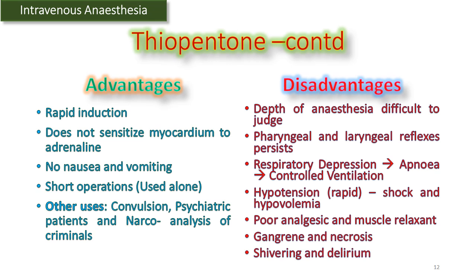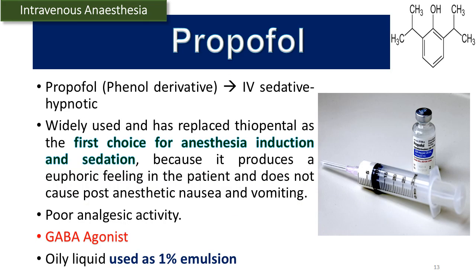It is poor analgesic in action and also there is poor muscle relaxant action. There is chances of gangrene and necrosis, and also we can see shivering and delirium in some patients. Propofol is a non-barbiturate fast inducer. It is classed in phenol derivative IV sedative hypnotics.